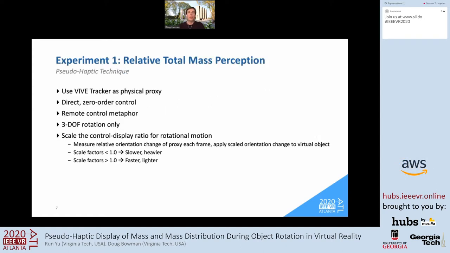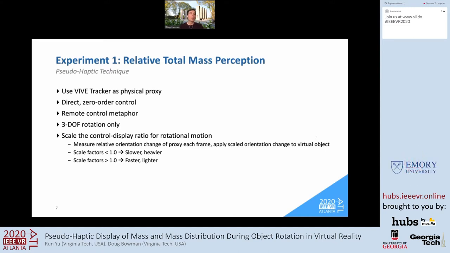So for the first question, we ran an experiment on relative total mass perception. And our pseudo-haptic technique was very simple. So we used a Vive tracker, as shown before, as the physical proxy. We used the direct zero-order control technique. So movements of the Vive tracker were directly reflected in movements of the virtual object. This was done via remote control. So the object was not at the location of the tracker. The object was farther out in space.